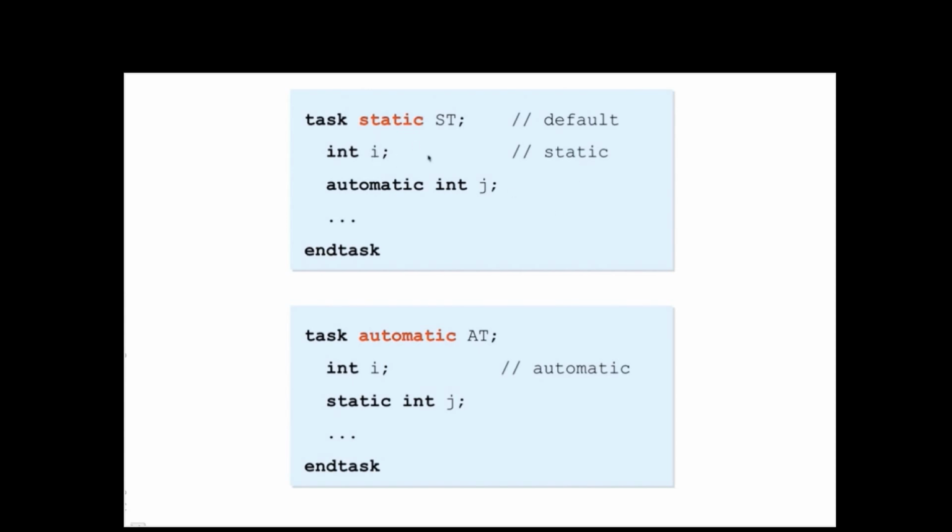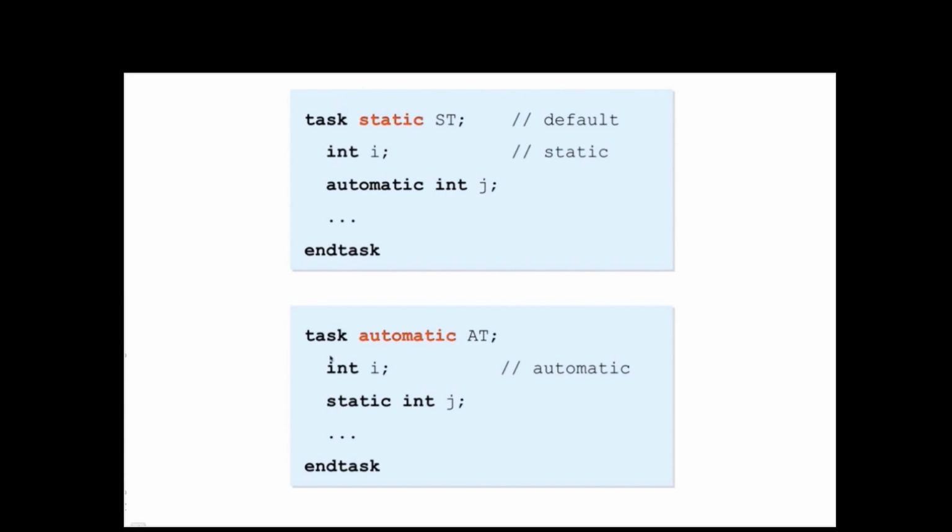So that can be sort of non-intuitive when you're trying to, let's say, reuse a task over and over again to do some common operation. Now, if you don't want that behavior to happen, you can set a particular variable to be automatic, and that means that every invocation of st, in this case, will have its own copy of variable j. Okay, so that it's not shared among the different calls.